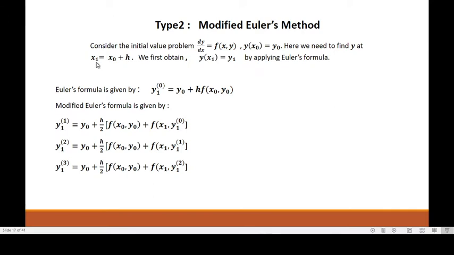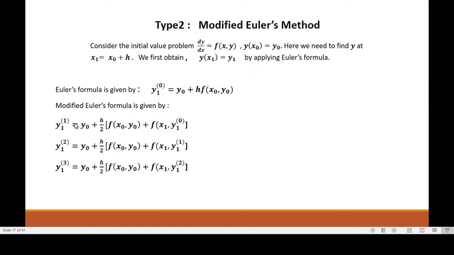At this point we need y1. So we first obtain y of x1 is equal to y1 by applying Euler's formula. To find y1, we use Euler's formula. It is given by y1 of 0, that is the initial solution is denoted as y1 of 0, that is equal to y0 plus step size h into f of x0 comma y0. This value is then improved by applying a correction, which we call the modified Euler's formula.